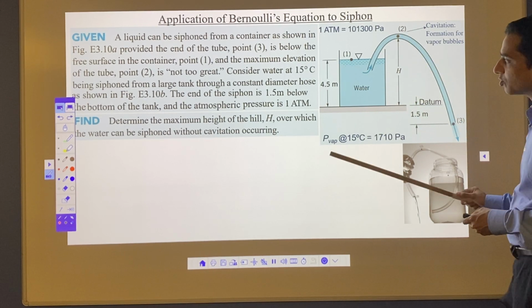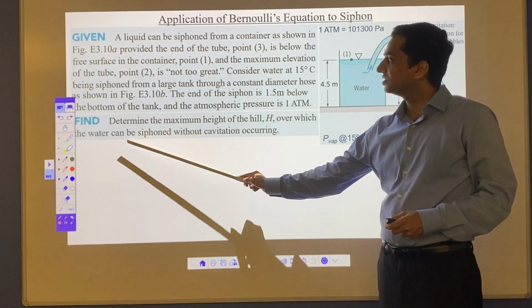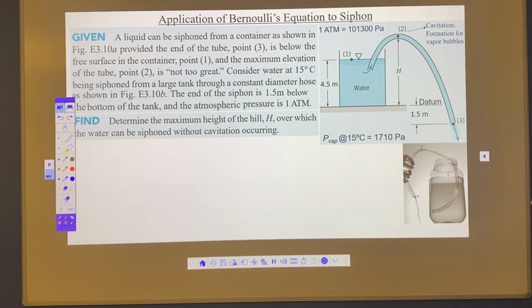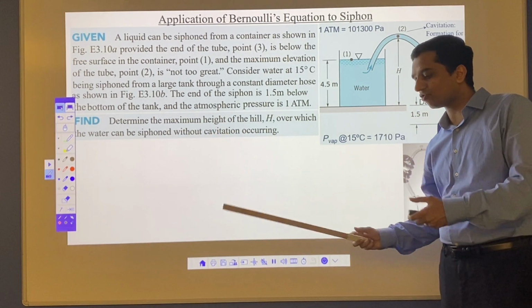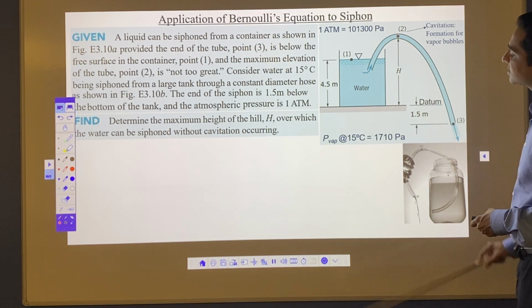So what we have to do in this problem is determine the maximum height h over which the water can be siphoned without cavitation, and that's the whole idea: without cavitation, without formation of steam bubbles. That's what we have to do. We have to find out the maximum possible height.